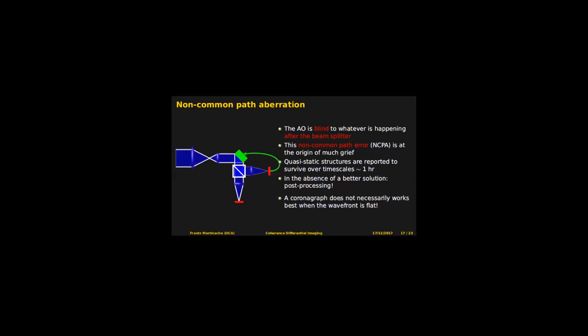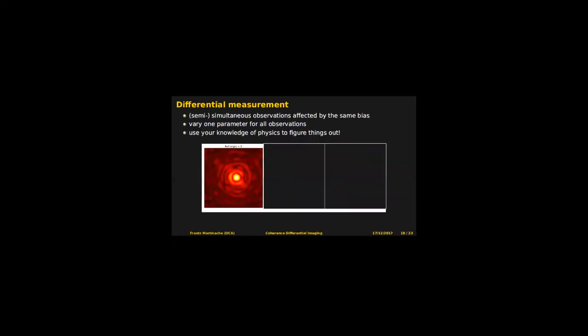And then to add to this, I want to point out, and I'm going to show you this by respinning to speckles a little bit, the fact that a coronagraph or high contrast imaging instrument may not necessarily be happiest when the waveform is flat. So what you do when you're affected by that type of bias, well, you do what every practical astronomer does, you try to calibrate those errors.